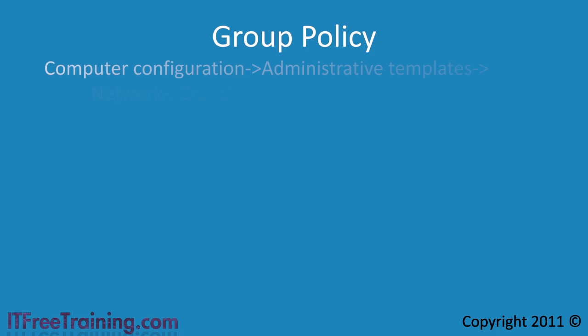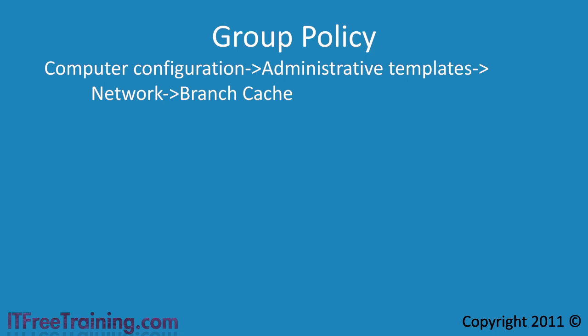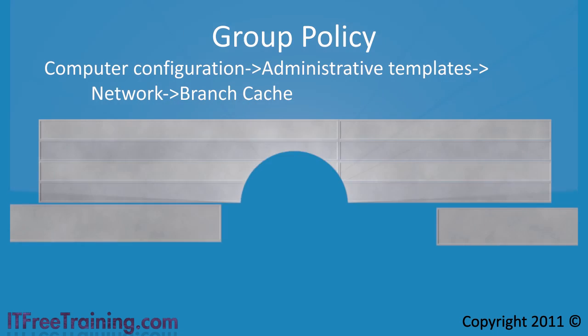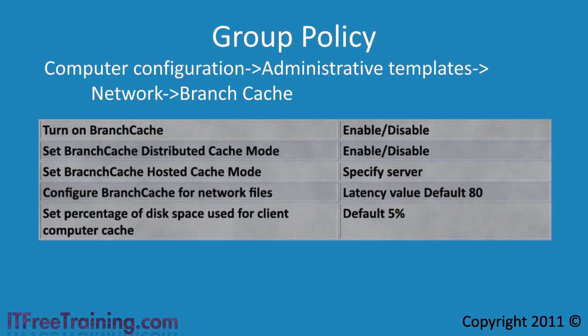In order to start using BranchCache, it needs to be set up. This can be done through group policy or using netsh. If you use group policy, the settings are found in Computer Configuration, Administrative Templates, Network, and then BranchCache. There are 5 settings for BranchCache found in group policy.